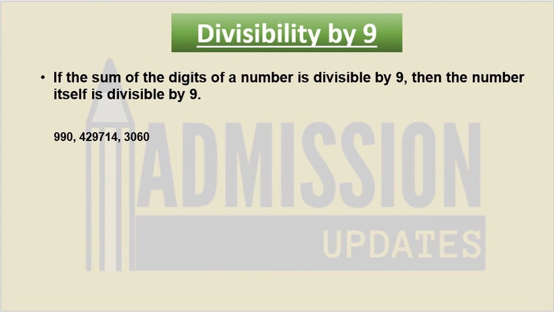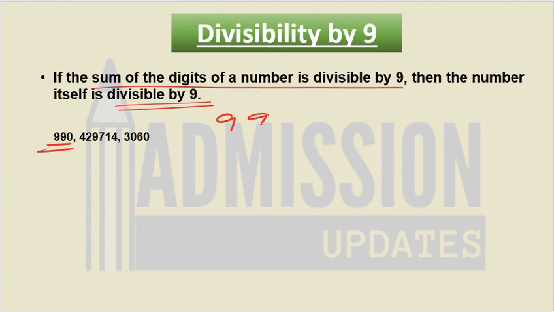The next rule is divisibility by 9. Here, if the sum of digits of a number is divisible by 9, the number itself is also divisible by 9. This rule is the same as 3. In 3 we saw that if the sum of digits is a multiple of 3, then the number is divisible by 3. Here, if the sum of digits is divisible by 9, then the number itself is divisible by 9. Now let us check the examples.